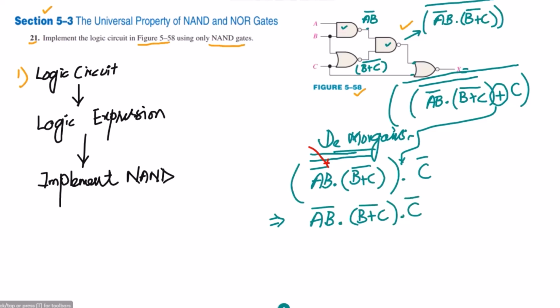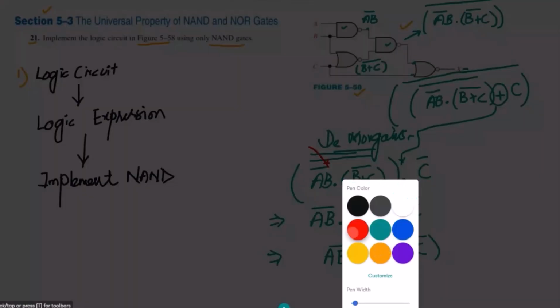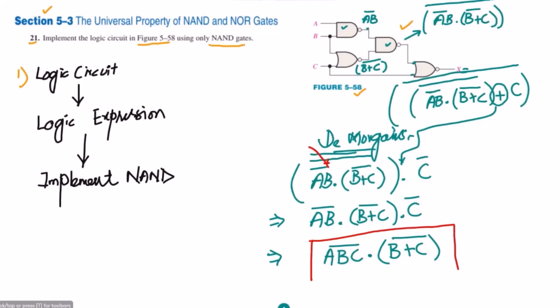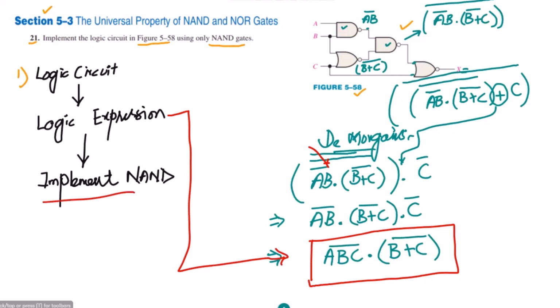Okay, or we can also write it like (A B C) complement dot (B plus C) whole complement. Okay, so this is the answer of this circuit, that we have the logic expression, and this logic expression has been given in the form which is given here. Okay, so now what we have to do, we have to implement it by using the NAND gate. Okay, so we have a logic expression here, and now we have to implement it by using the NAND gate.